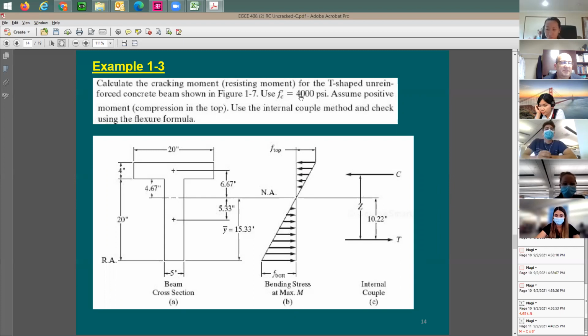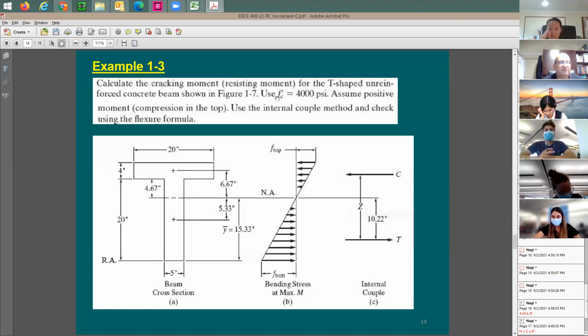And they give me here f prime c, the concrete strength, is going to be 4,000 psi. Assume positive moment, which means compression top, tension is going to be at the bottom, which means when the beam is going to crack, it's going to crack here from the bottom. So this is going to be the value that you need to set equal to the cracking stress, not the top. When you look at the T-shape beam section and study the stress distribution, you find out that the stress on the bottom is not the same as the stress on the top when it comes to value. I understand that this gives compression, this is tension, but because of the geometry, the stress here on the bottom is going to be larger than that on the top.